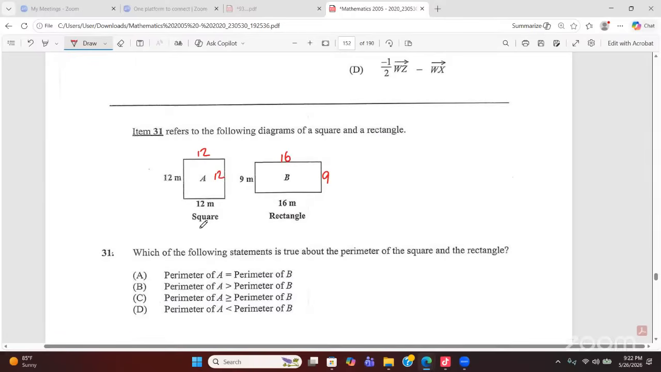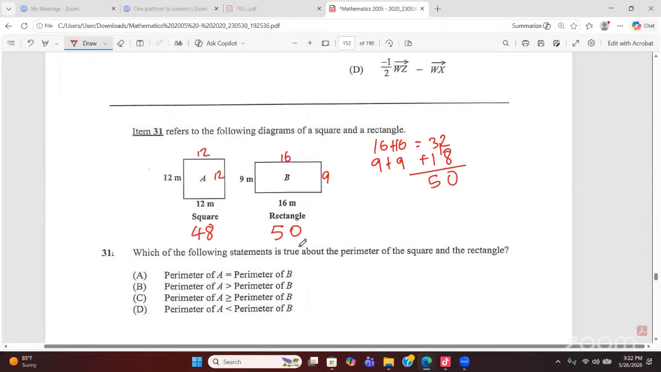12 times 4, this is 48. And then 16 plus 16, that's 32. 9 plus 9, that's 18. When you add them, 0, 50. You realize this is 50. All right? Talking about the perimeter of the square and the perimeter of the other one. So one is 48, one is 50.